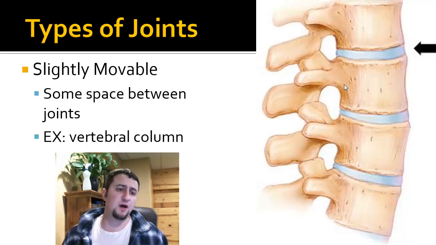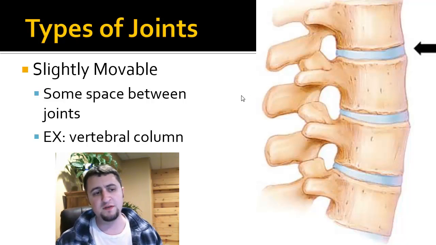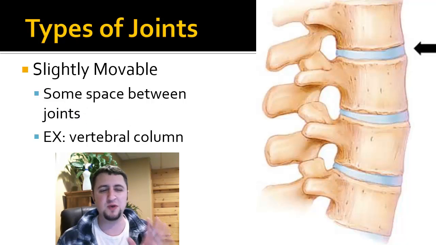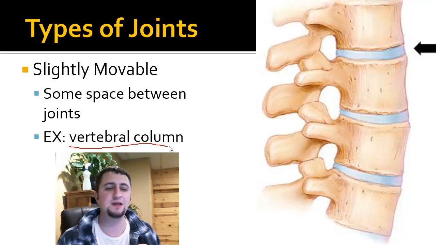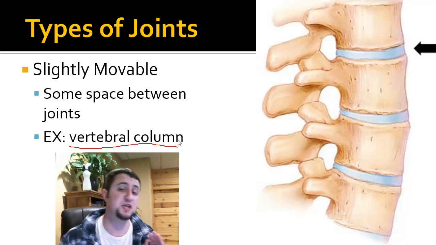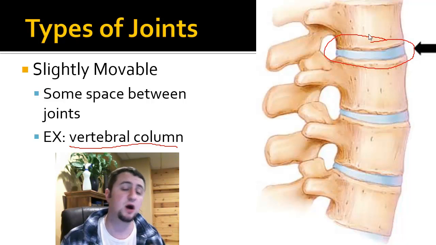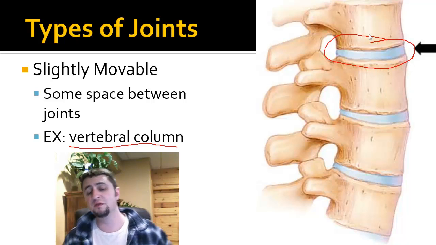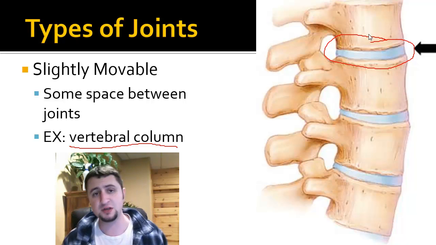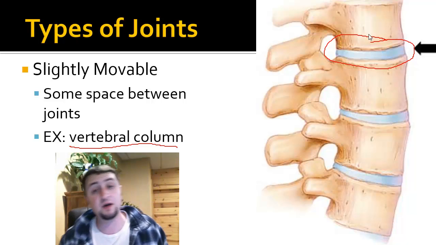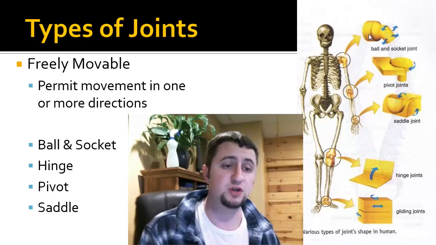The next joints are the slightly movable joints. This is where we get some movement. It's the space between some bones, and a really good example of that is our spinal column or our vertebral column. Right in here, between two vertebrae, is some cartilage. Slightly movable joints are also called cartilaginous joints. They allow for some movement, but not a big, full range of motion.